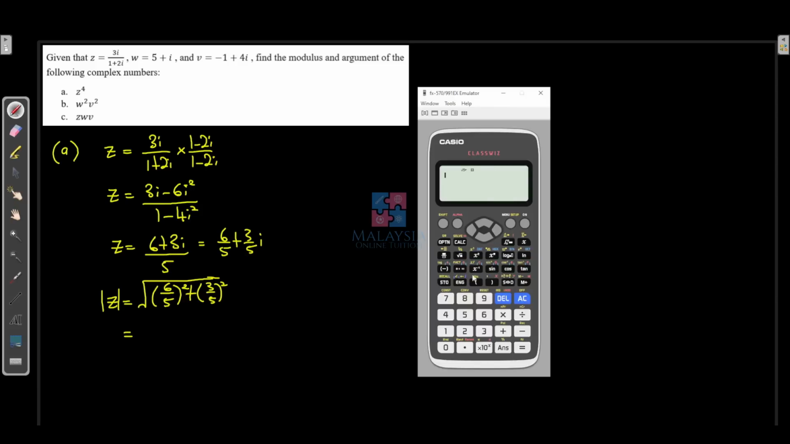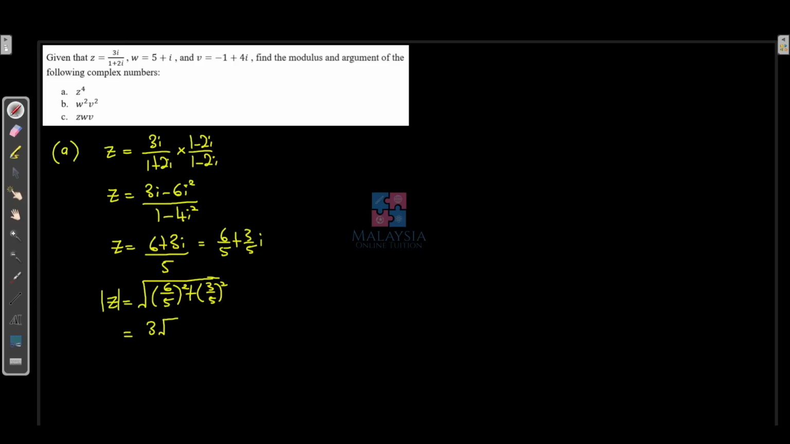So square root of (6/5)² plus (3/5)², and then we square root the sum, we get 3√5/5. Okay, done. And then for the argument of z, what do we get? Since this complex number 6 plus 3i is in the first quadrant, we can straight away use tan inverse of imaginary over real, which is 3 over 6. So what is this?